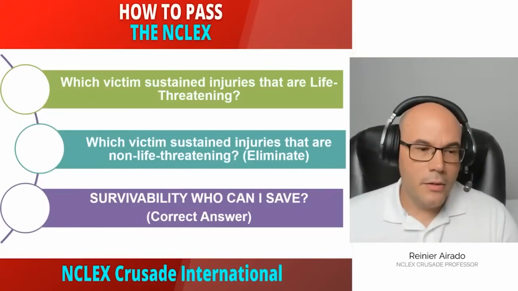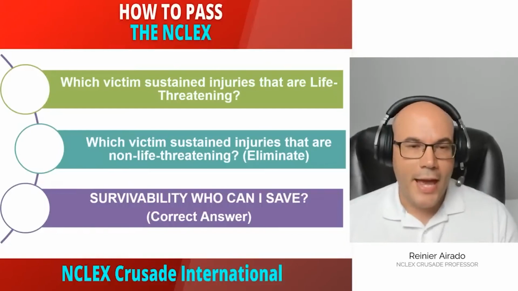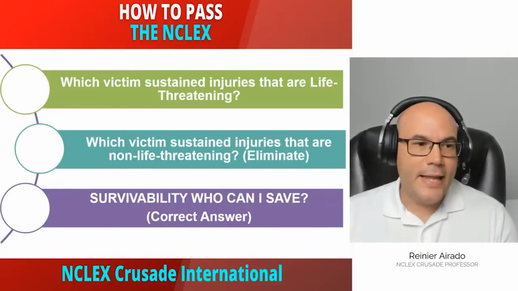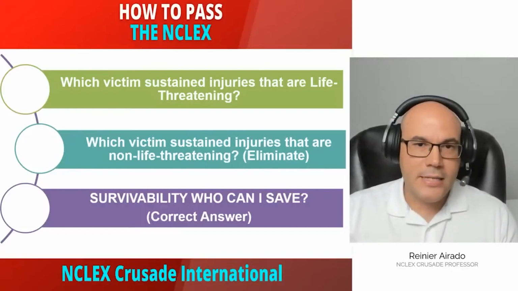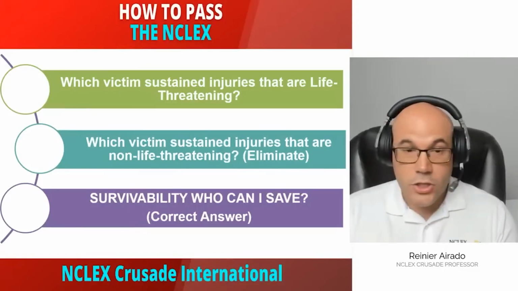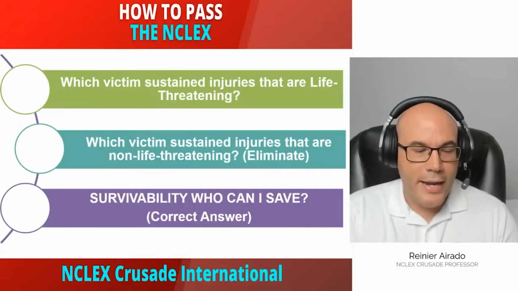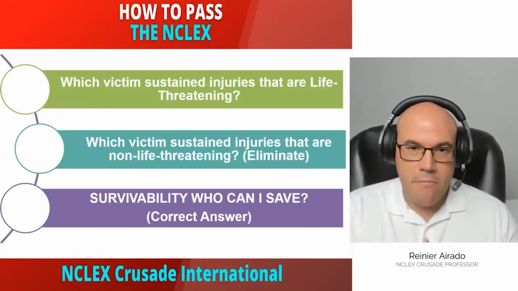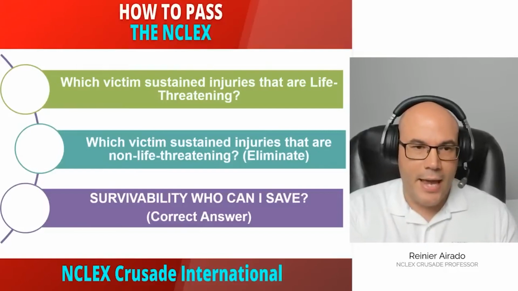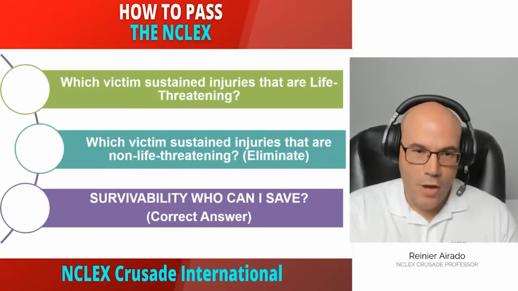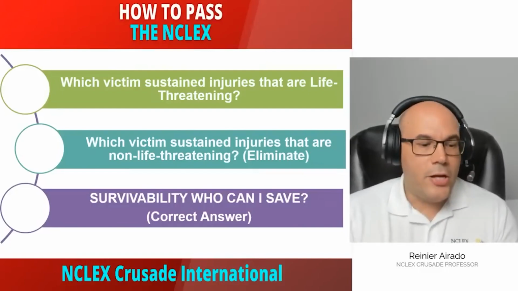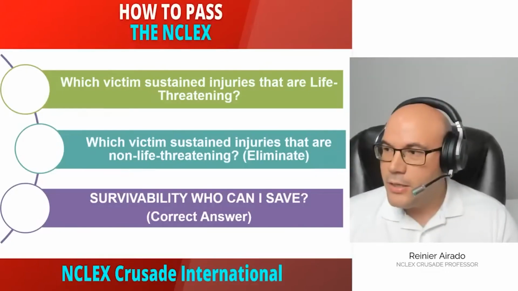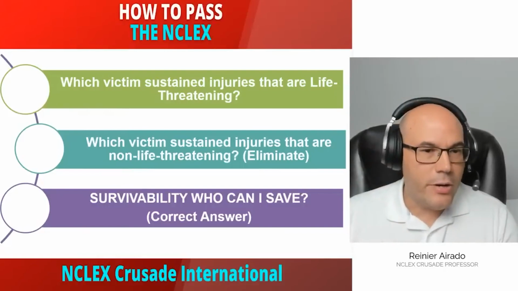Step number 1, you're going to review the NCLEX question. You're going to see that the question deals with a disaster or a mass casualty event. Once you have determined that you are indeed facing a mass casualty event, a disaster event, and the question deals with triage, what patient you will be seeing first, you have to ask these three questions.